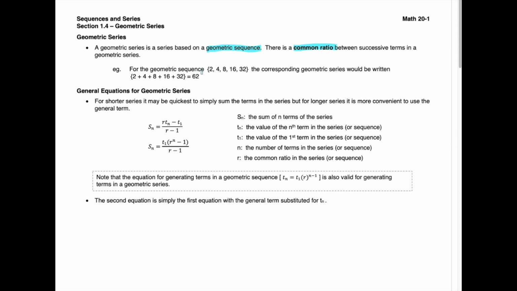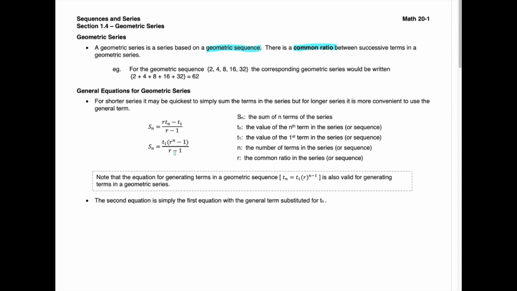So for the geometric sequence 2, 4, 8, 16, 32, common ratio of 2, we'd write that as 2 plus 4 plus 8 plus 16 plus 32, which would give us then a sum of 62. So very similar to the arithmetic series, but just now dealing with geometric patterns. If they're a shorter series, then again, just going through and adding the terms up together is often the quickest way to go, and you can often do that in your head. But as they get longer, it's going to be more convenient to use then these general terms.